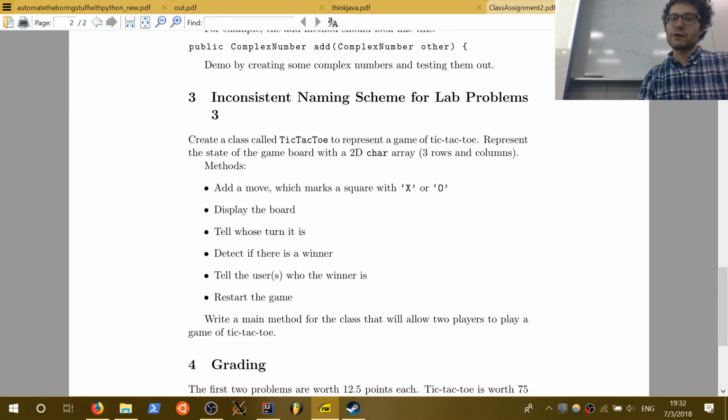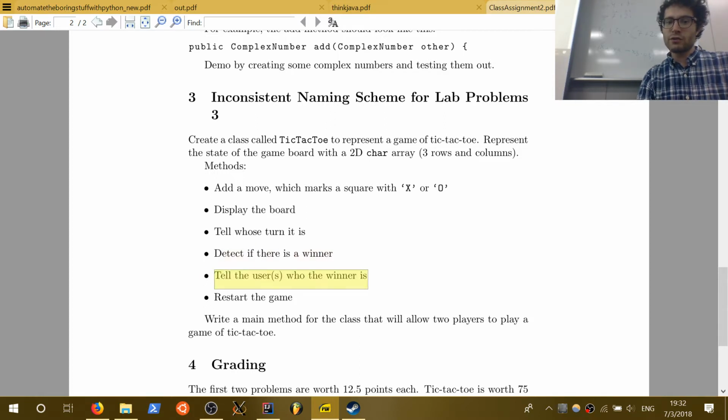So the methods you will need for this, and you've got a lot of leeway on how you do this, is that you need to add a move, which marks a square as either X or O. We need a method that will display the current state of the board. We need a method to tell me whose turn it is. A method that will detect if there's a winner. This one's actually non-trivial. I've heard it used as a warm-up question for phone screenings for some interviews at tech companies. It's not super easy but it's not super hard either. It's a good weed-out question.